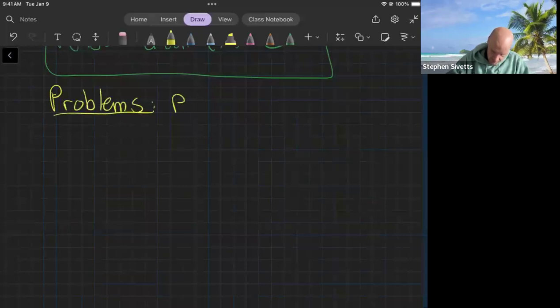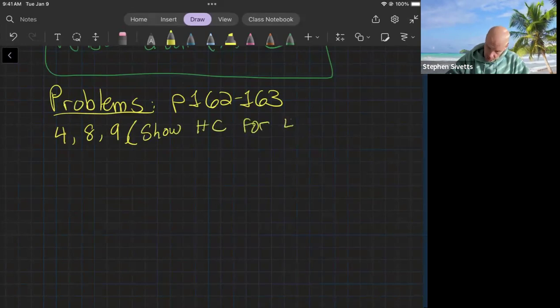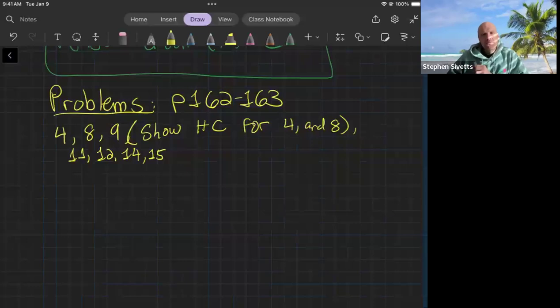So, 4, 8, 9. And for number 9, just show the harmonic conjugate for problems 4 and 8. Okay. Theoretically, you can do every problem in this book, but these are the suggested ones for you to do. Okay. So hopefully this is going well.